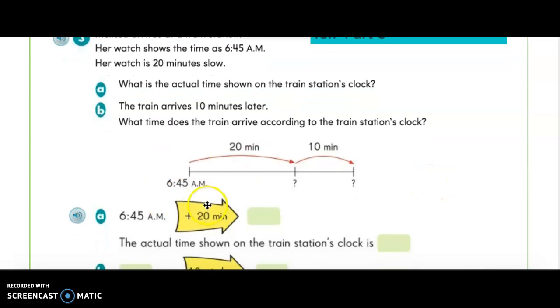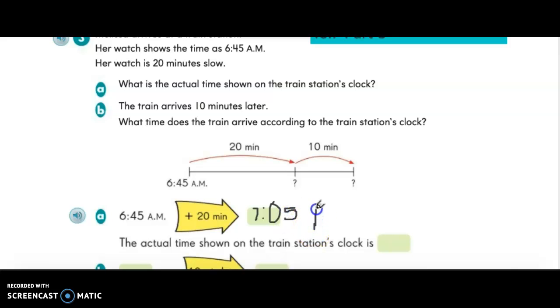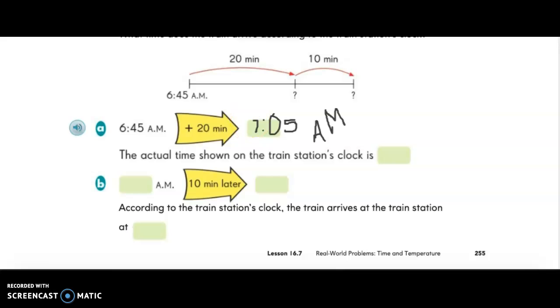So they have it set up for us here and tell us already that we need to add, but we want to make sure that we don't get that confused. If a clock is slow, it means it's behind, so you need to move it forward or add. So if we're going to add 20 minutes here, to get the actual time, that would bring us to 7:05 a.m. And then now that we have that time, we can move on to the next part.